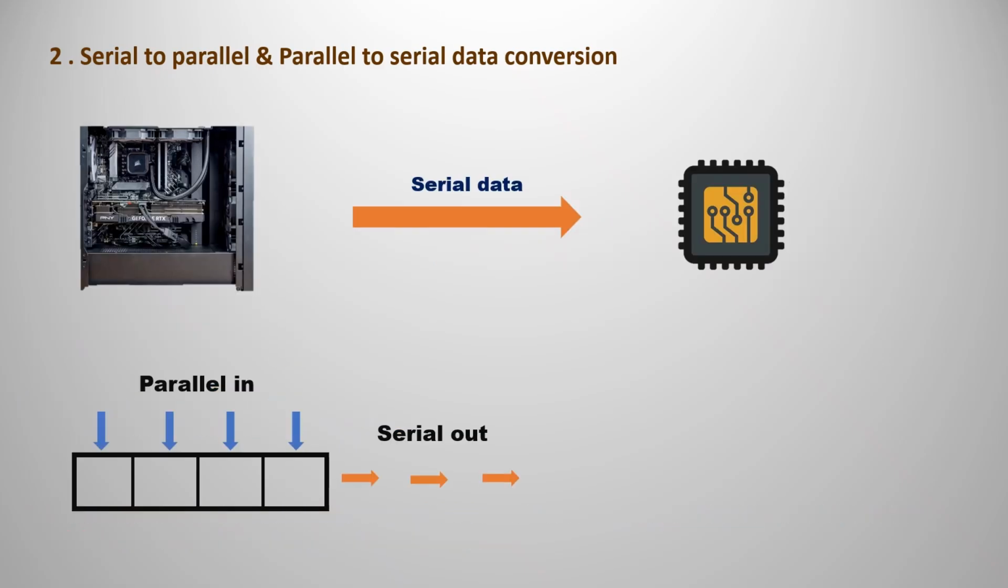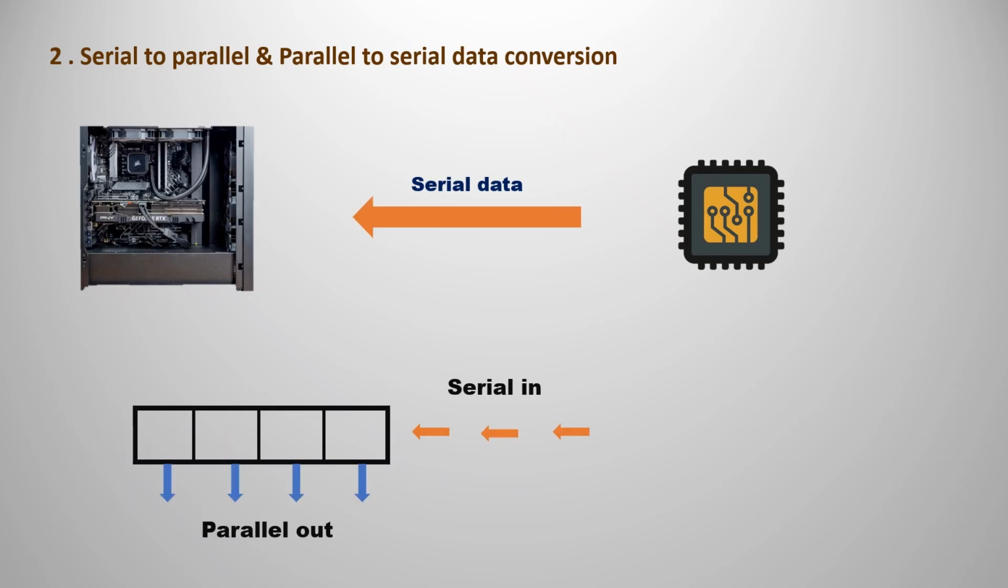Machines use parallel data, no problem. The parallel data would be sent to the shift register. The shift register would convert that data to serial. The serial data would then be sent to our required devices. That is the main use of shift registers.